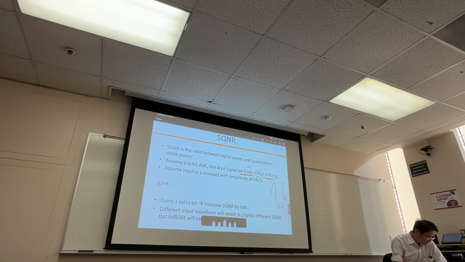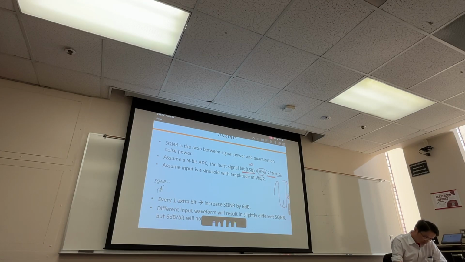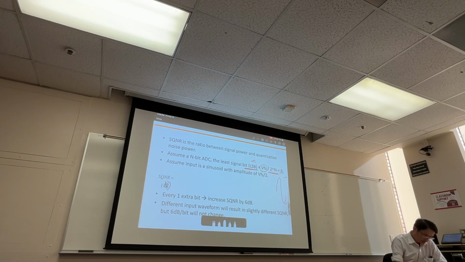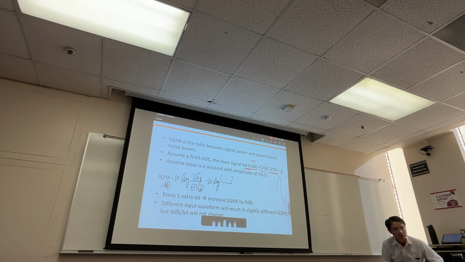So again, this is in dB. So this will be 10 log of the signal power divided by the error power, right? So 10 log. Sine wave power is the amplitude squared divided by 2, right?